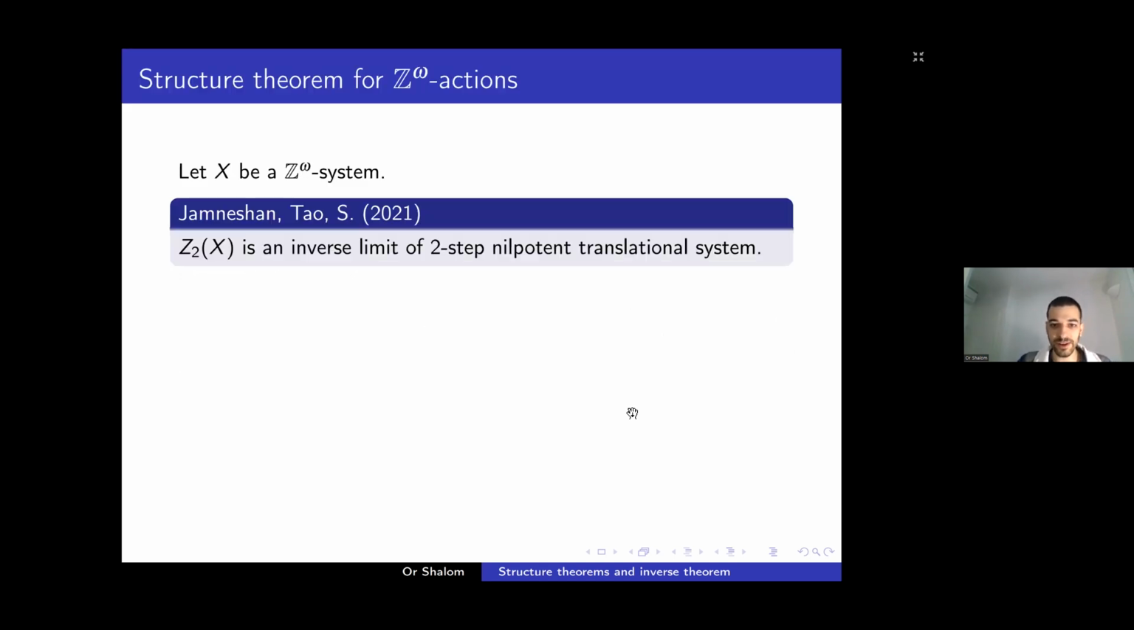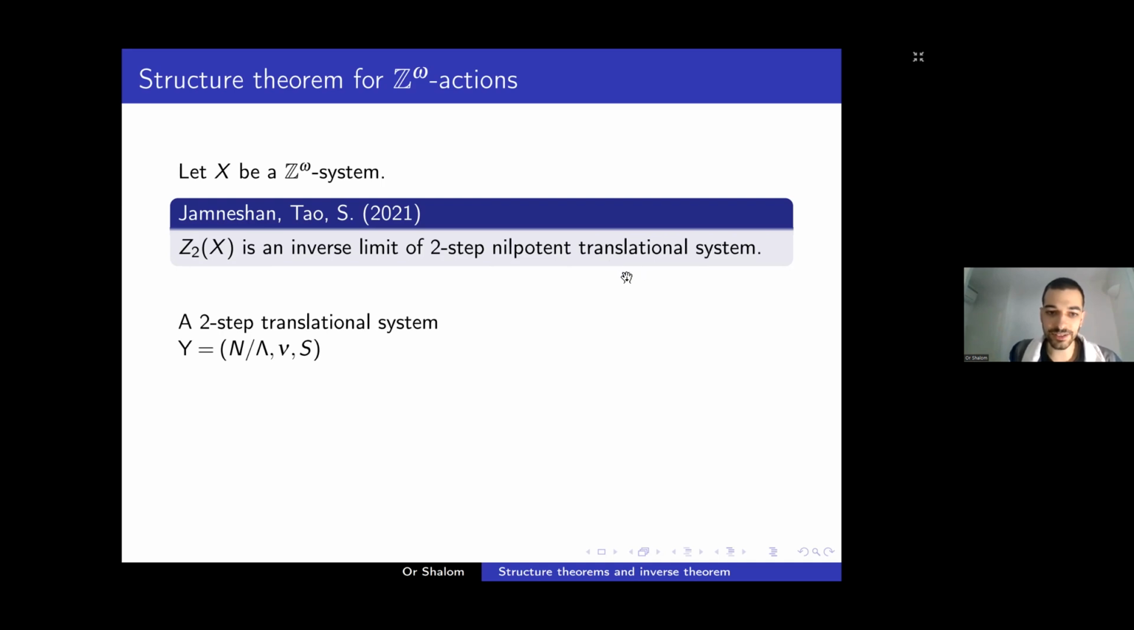So I want to tell you about a result in ergodic theory, which generalized, in some special case, the Host-Kra theory. Now we study an arbitrary Z omega system, and we look at the very first non-trivial factor. Z0 is always a point. Z1 is this rotational compact abelian group. That's the first non-trivial system. And we prove that it is an inverse limit of two-step nilpotent translational systems. So Host and Kra had these nil systems. We needed something more general.